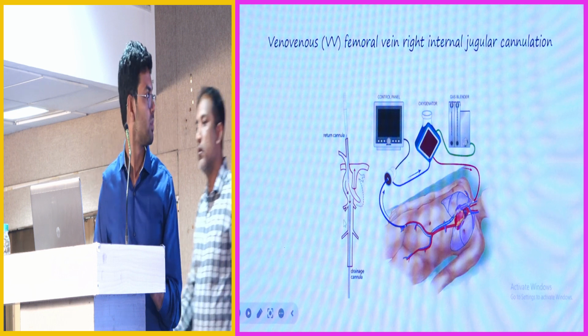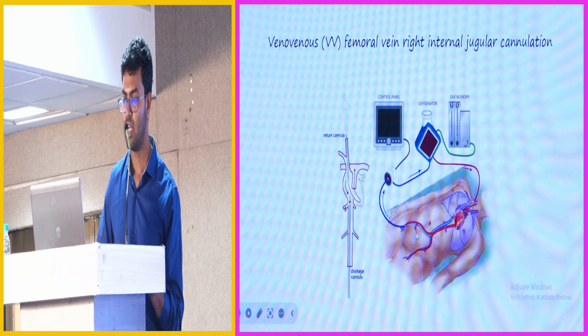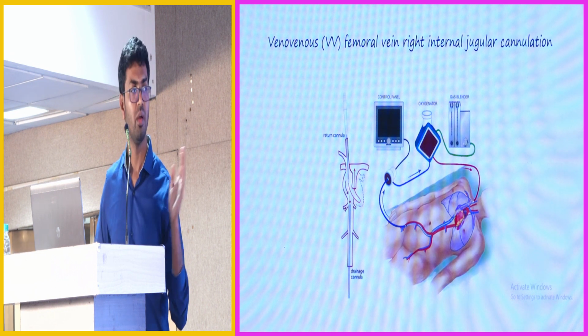Okay. So this is called the drainage cannula. The drainage cannula is usually placed in the femoral vein, and the tip of the drainage cannula will be at the level of the hepatic vein. From here, the blood will be pumped by a pump.